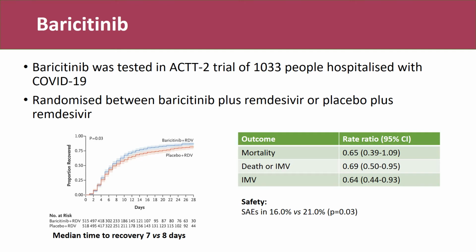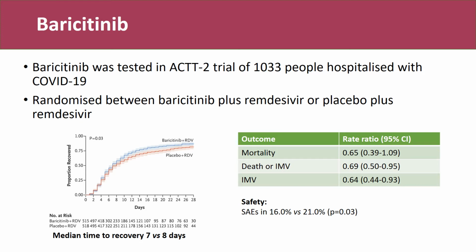Baricitinib was tested in the ACTT2 trial of 1,033 patients hospitalized with COVID-19 in the United States. They were randomized between baricitinib plus remdesivir or placebo plus remdesivir. The primary outcome for the trial was time to recovery, which was shortened with the addition of baricitinib by 1 day, so participants receiving baricitinib recovered 1 day earlier in 7 rather than 8 days. Secondary outcomes looked at mortality and the use of invasive mechanical ventilation, and encouraging signals were seen here.